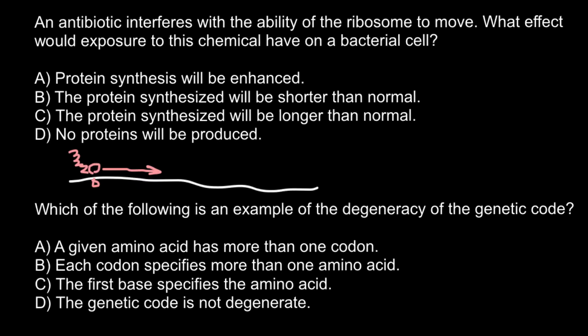Now let's imagine that some chemical would attach to the Shine-Dalgarno sequence, to which the ribosome would attach in order to start its translation process. So the translation would be interrupted, and that means that no protein would be produced. Or the alternative answer would be that the number of proteins produced would be greatly reduced. And as you see, this is answer D.